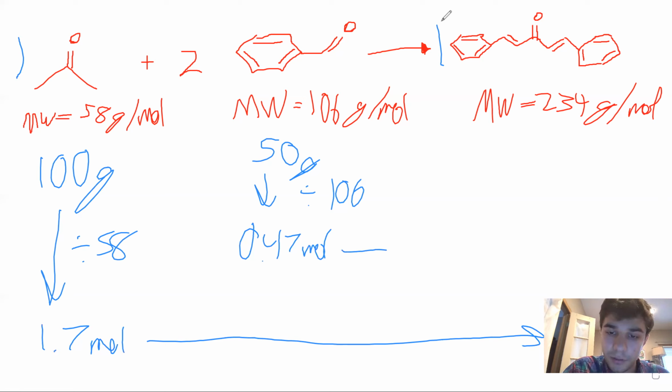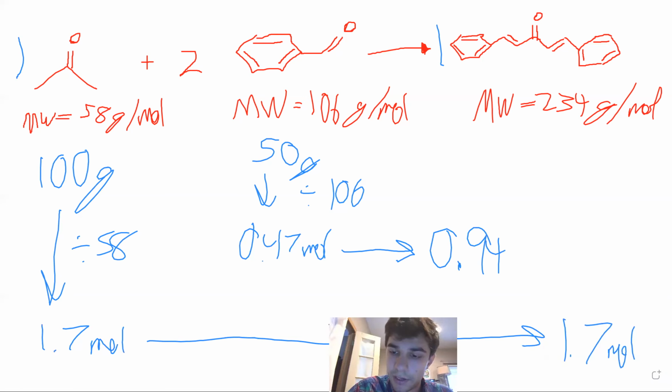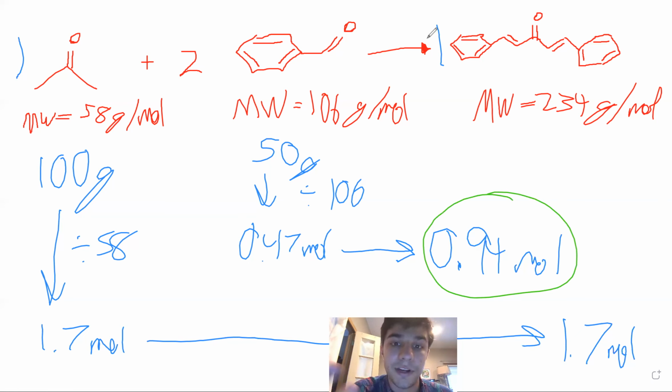Whereas this one with benzaldehyde, we know it's a 2-to-1 ratio. So you'd have 0.94 moles. Now we see that the amount of benzaldehyde is what produces the lesser amount. So this is the limiting reagent in this instance with these amounts.